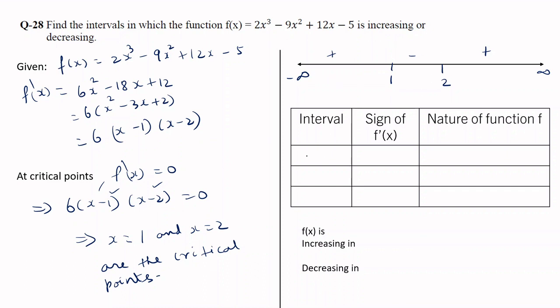As a result, the intervals are open minus infinity closed 1, then closed 1 comma 2, then closed 2 open infinity. In the interval from minus infinity to 1, the sign of f dash of x is positive, so it is greater than 0. If it is greater than 0, then the function f is increasing. Next, in the interval 1 comma 2, we can see that the sign of f dash of x is less than or equal to 0. So it is decreasing.